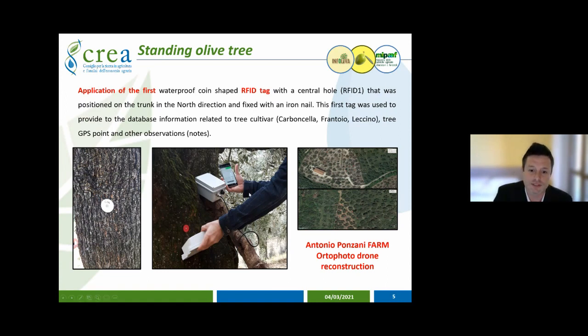This is the device we've been developing to read and communicate with a smartphone and send the data. We've been tagging all the plants and georeferencing everything, also flying with drones and reconstructing the orthophoto with specific software.